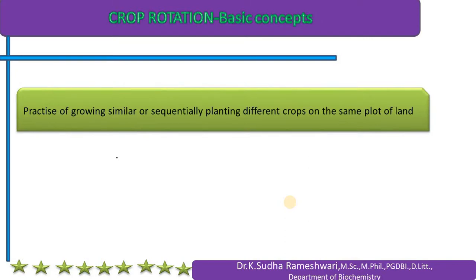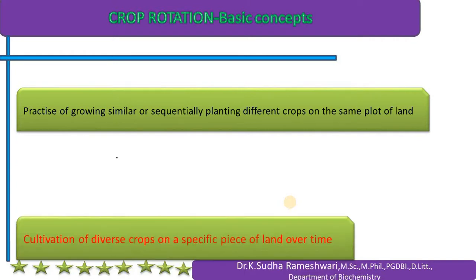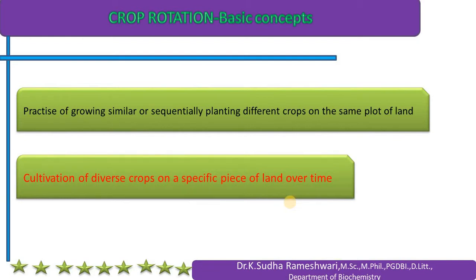Crop rotation is the practice of rotating crops, or sequentially planting different crops on the same plot of land. This rotation improves soil health, optimizes soil nutrients, and combats pests and weeds. Farmers seek to plant consecutive crops that complement each other. Crop rotation refers to the cultivation of diverse crops on a specific piece of land over time.